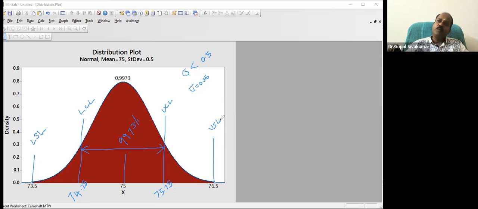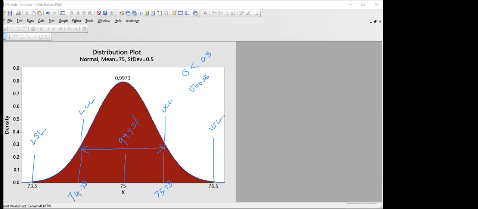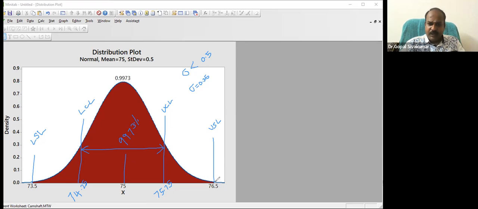Now, what percentage of products will be accepted by your customer? Definitely more than 99.73. Yes, all of you agree? Yes, sir. But not 100%. Because always there is a chance, isn't it? This curve goes up to infinity. On the left side, it goes up to minus infinity. We never see where is infinity. So a small percentage for failure is always there. But my success percentage has increased more than 99.73.